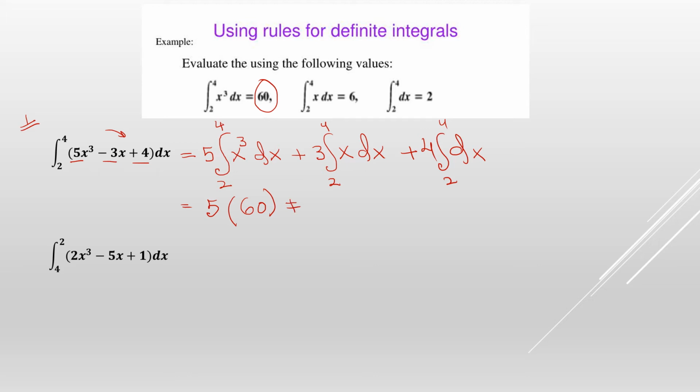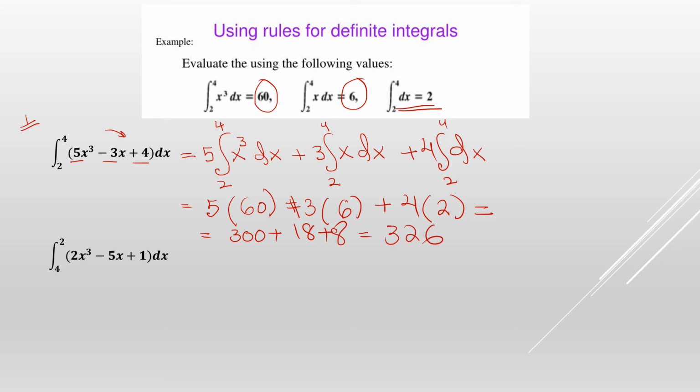Plus 3, written as it is, times the integral from 2 to 4 of x dx, which is 6. It's also given, so just multiply it by 3. Now plus 4 times the integral from 2 to 4 of dx, which is equal to 2. Just replace its value, solve it and get the answer. So 5 times 60 is 300, plus 3 times 6 is 18, plus 4 times 2 is 8. So 18 plus 8 is 26, and it gives you 326.